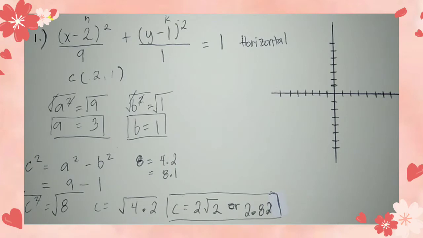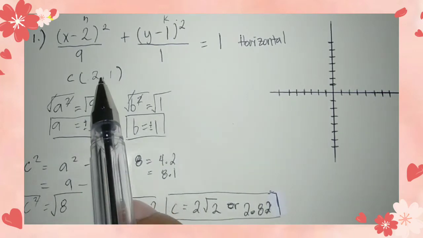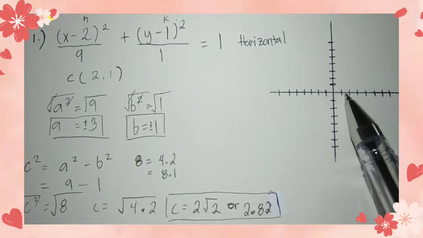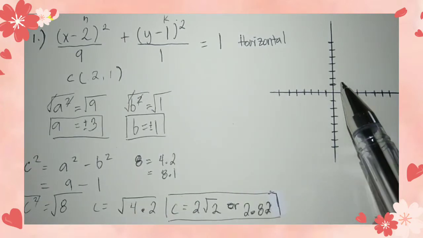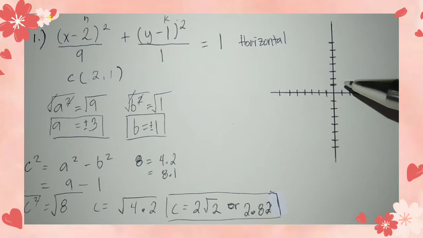But let's plot first our center. Okay, so our center is positive 2 and positive 1. So we have 1, 2, and of course, positive 1 is ito. So, we have our center in here. Positive 2 and positive 1.